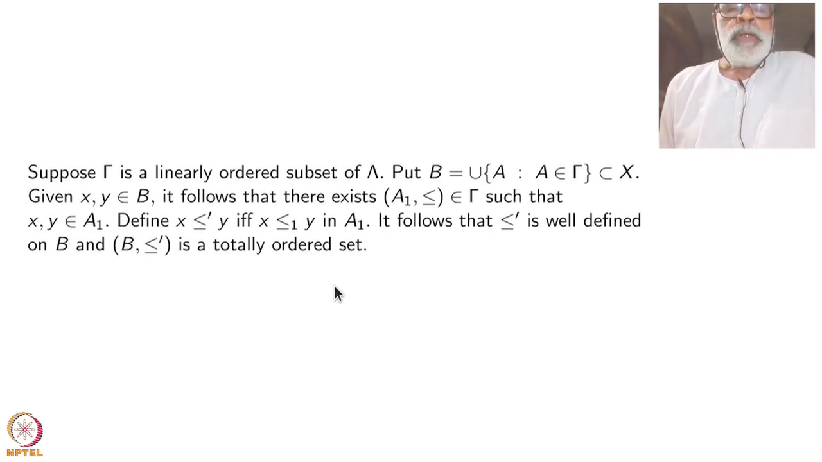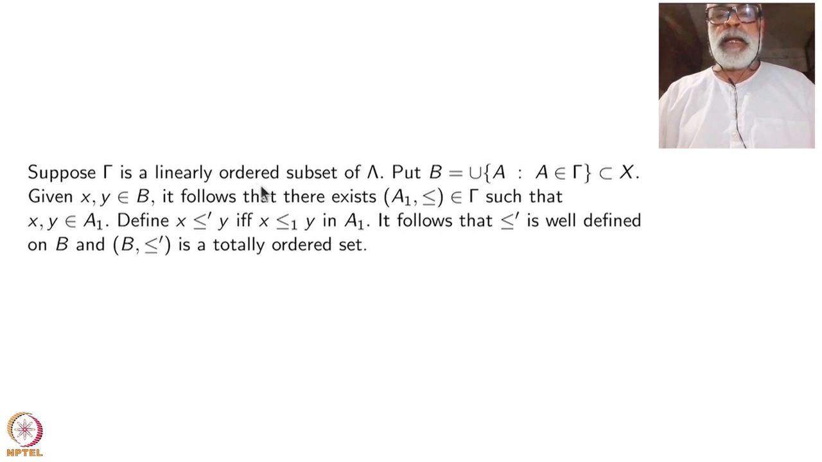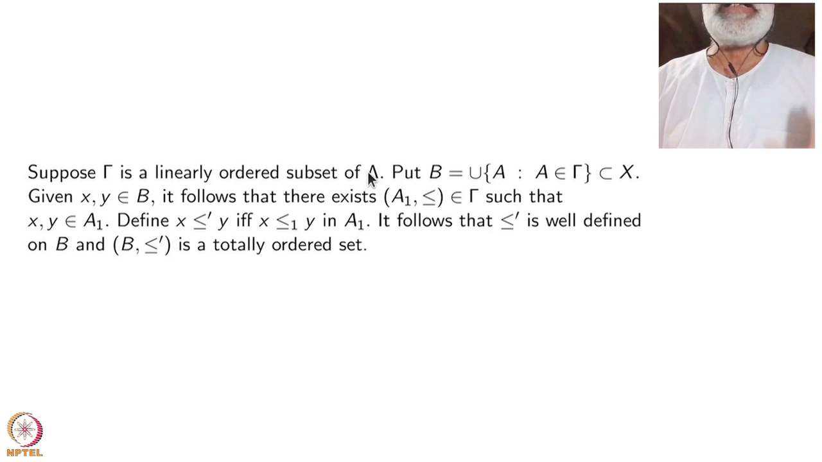Next, I have to show that, see, it's a partial order. So what I'll do with that? Take a linearly ordered subset of this Lambda. So let Gamma be a linearly ordered subset. I will show that this has an upper bound. All elements here are dominated by a member of Lambda. That will mean that the conditions for Zorn's lemma are satisfied. After that, we can conclude that there is a maximal element here, and that maximal element is going to give you whatever we wanted, namely a well-ordered set on X. So let us see how.